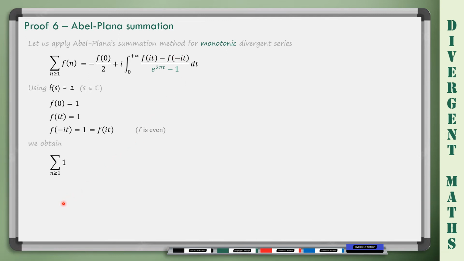So we obtain the sum from n equal 1 to infinity of 1 is equal to negative 1/2 plus i of the integral from 0 to plus infinity of 0, by virtue of f being even, or at least on that imaginary line, so 0 over e to the 2 pi t minus 1 dt. So we integrate 0, so that term will be gone. And we are left with only what is in front, like in a previous proof, negative 1/2, which is exactly what we were expecting.